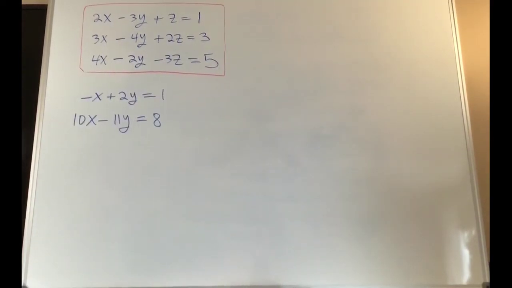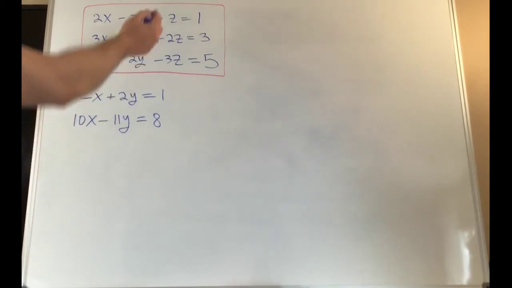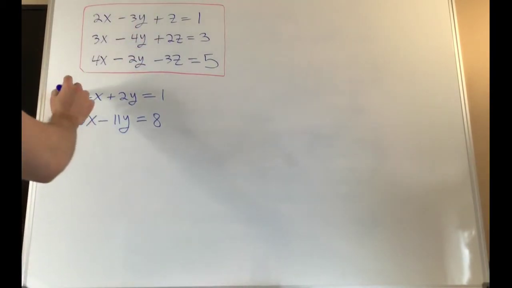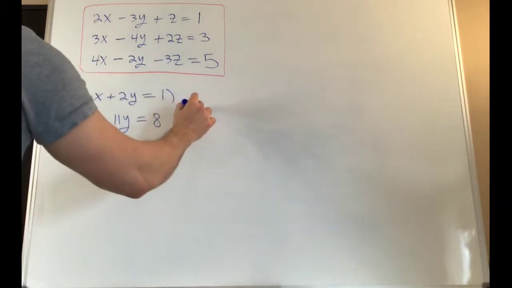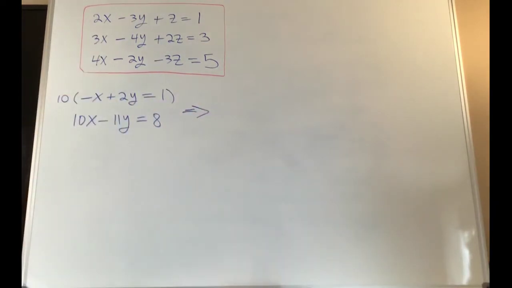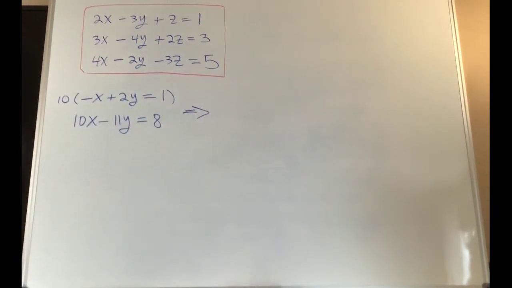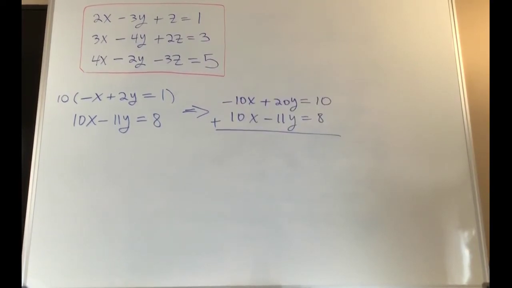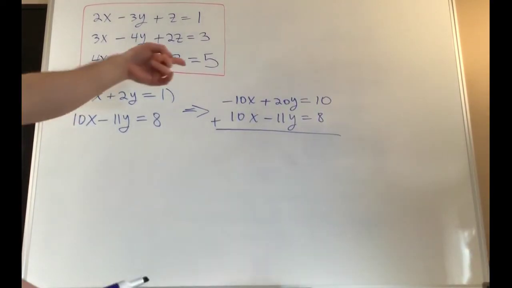Okay, next step in the problem. I'm going to eliminate x. I have to solve for x and y, or I'm not going to be able to figure out what z is. I think I'm going to multiply this one by 10. This is definitely the easiest thing to do. So, multiply the top one by 10.